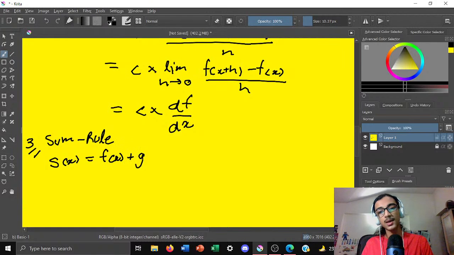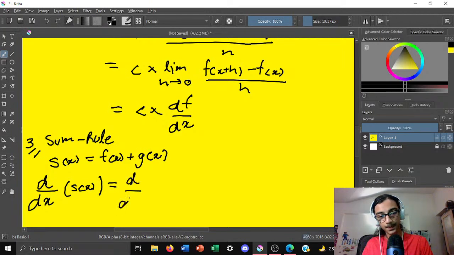You could think of this as maybe 5x squared plus 2x, or sine of x plus cos of x. This can be any functions, right? But I've got one big function which is in fact a sum of two different functions. If I want to take the derivative of s of x, or the derivative of the sum of these two functions, sum rule tells me that is simply going to be equal to the derivative of f of x plus the derivative of g of x.